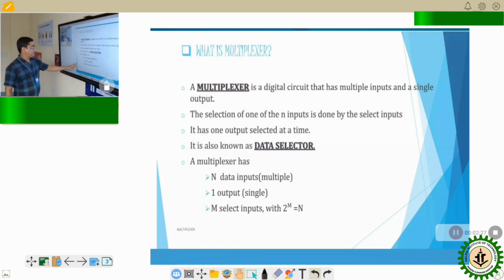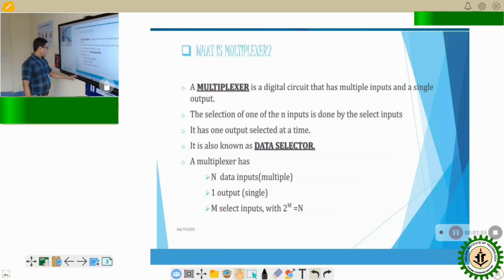It has n number of data inputs, that is the multiple inputs, and only a single output. If there are m number of select inputs, then the number of data inputs depends on the select inputs, that is, 2 to the power m is equal to n. That is, n, the number of data inputs, is equal to 2 to the power m.